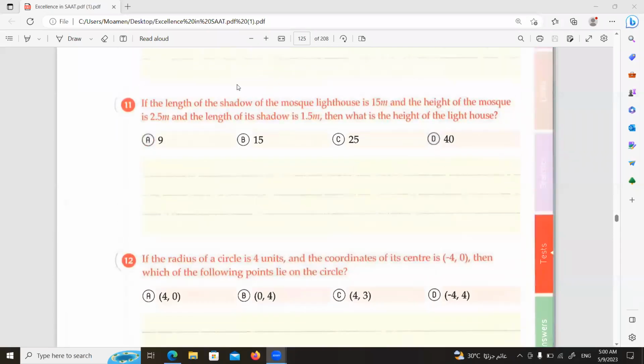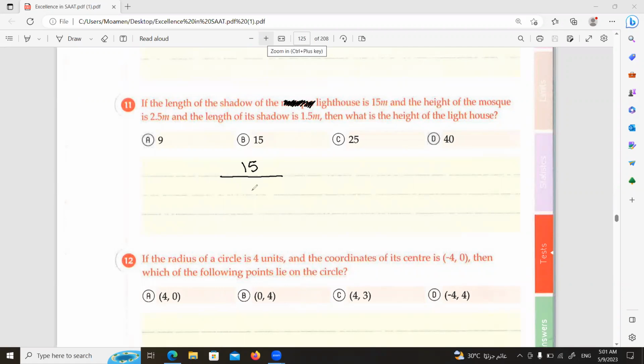In the next problem, the length of the shadow of the lighthouse is 15 meters. And the height of the mosque is 2.5 meters. The length of its shadow is 1.5 meters. Then what is the height of the lighthouse? We have here a small mistake. This is not mosque. So the length of the lighthouse directly. We have here the shadow of the lighthouse is 15. What is the height of the lighthouse?